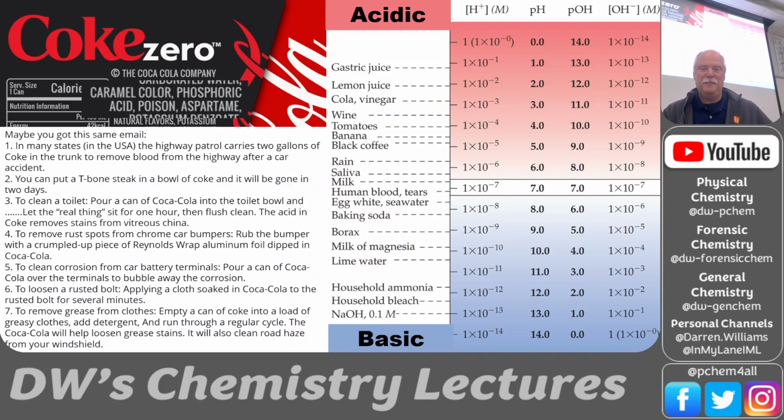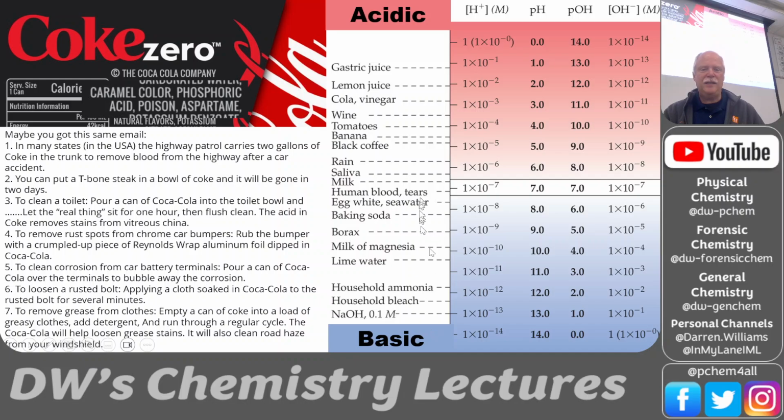Okay. Look at some of these other things. Wine is slightly acidic. Tomatoes are one of the more acidic vegetables. They have a pH of 4. Bananas. We have black coffee. Now, maybe a good Costa Rican coffee is more acidic. It might be a little bit lower pH than 5. But rain, saliva, milk, human blood, and tears, those are all really close to 7. They're just slightly on the acidic side of neutral.